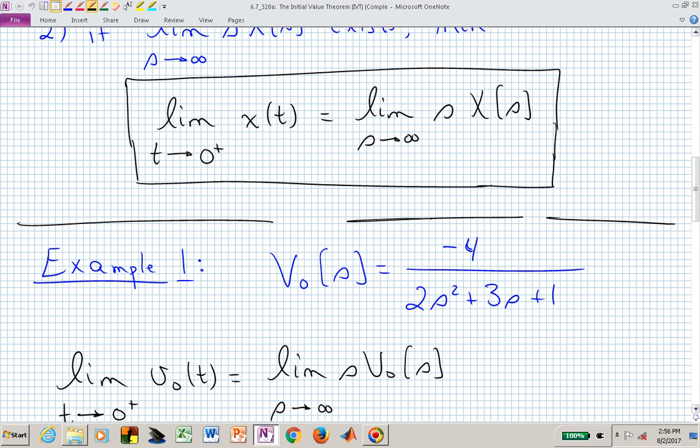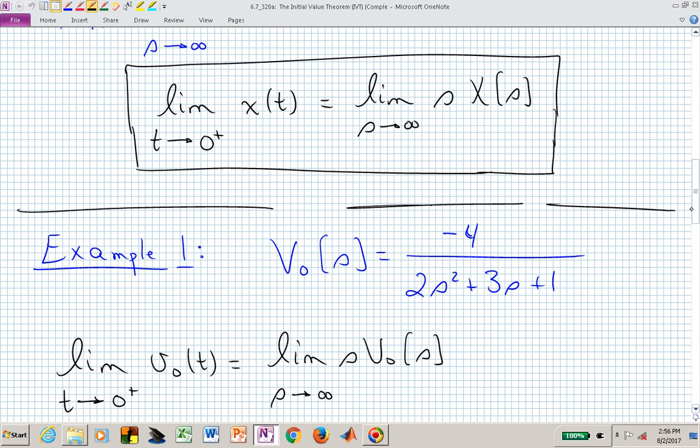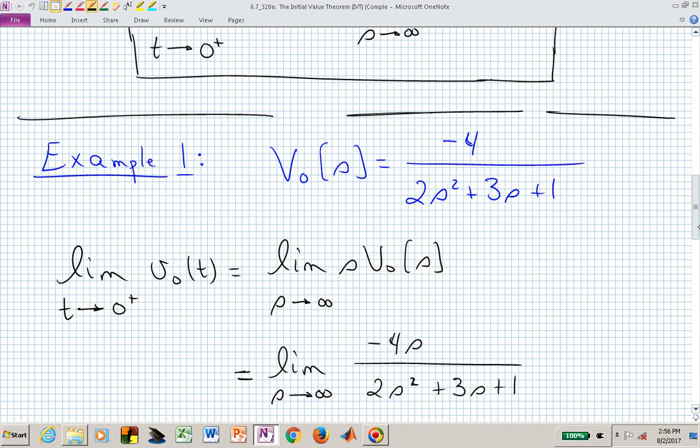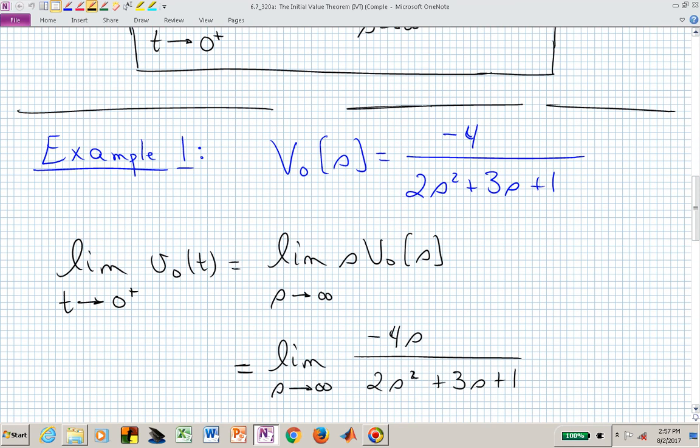Here's an example we looked at for the final value theorem. Now let's see if we can determine what's happening at t equals 0 plus to this particular waveform. I think in the final value theorem, in the limit as t marched off to infinity, this particular time domain expression went to 0. What's going to happen at time t equals 0? So now we're looking at the limit as s goes to infinity of s V sub 0 of s.